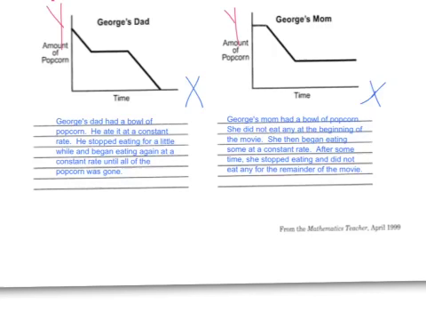So my sentences would look something like this. George's mom had a bowl of popcorn. She did not eat any at the beginning of the movie. She then began eating at a constant rate. After some time, she stopped eating and did not eat for the remainder of the movie.